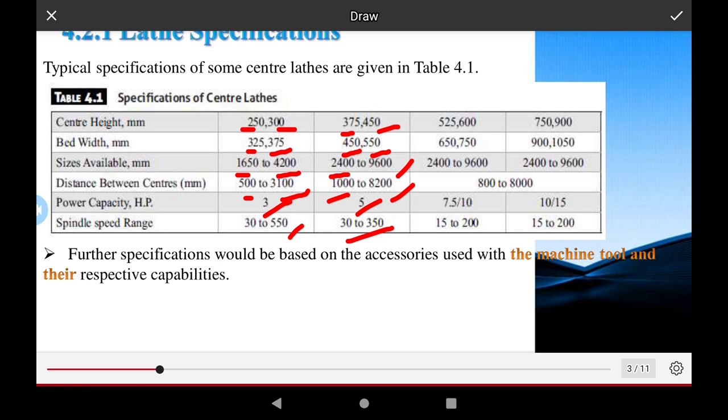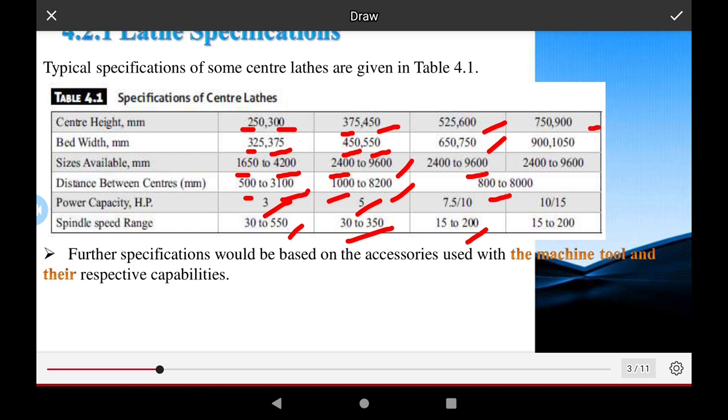Other machines considered for the standard parameters have a center height of 525 to 600 mm, bed width of 650 to 750 mm, and size available of 2400 to 9600 mm, and the distance between centers is 800 to 8000 mm. The power capacity is 7.5 to 10 horsepower, and the spindle speed range is 15 to 20 rpm.